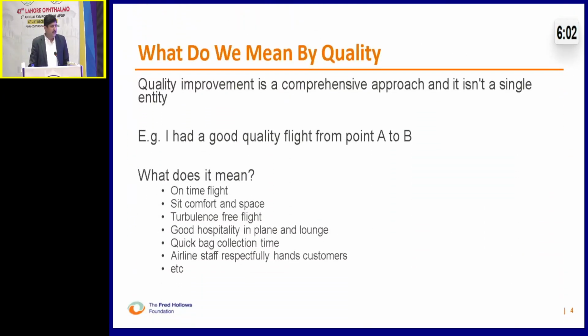When we talk about quality, what do we mean by quality? Quality is a comprehensive approach, and it isn't a single entity. Take the example of a flight from point A to point B. If you say it was a good flight, how do you grade that? Whether the flight was on time, the seating was comfortable, it was turbulence free, the quality of hospitality was good, the baggage collection was good, and the airline staff handled the customer respectfully. These are the areas you would study, and only then could you say whether the flight from point A to point B was of good quality.